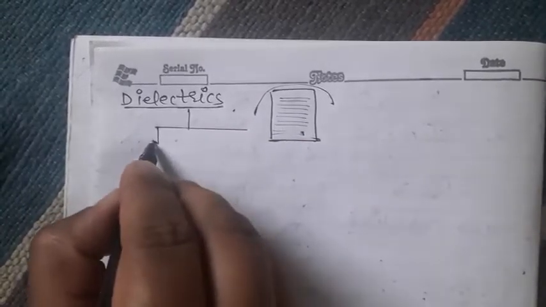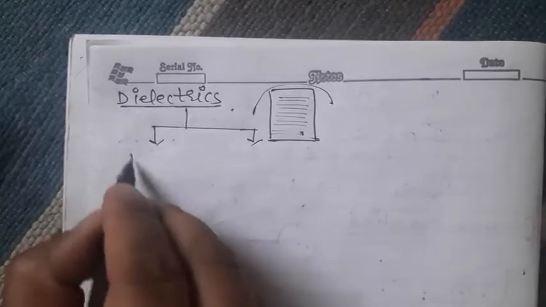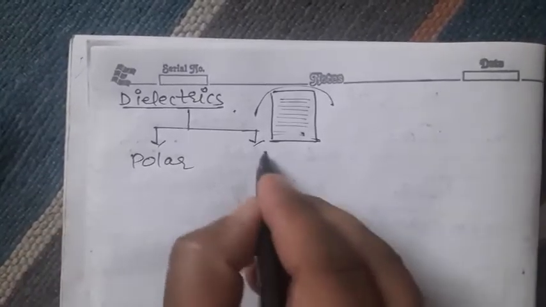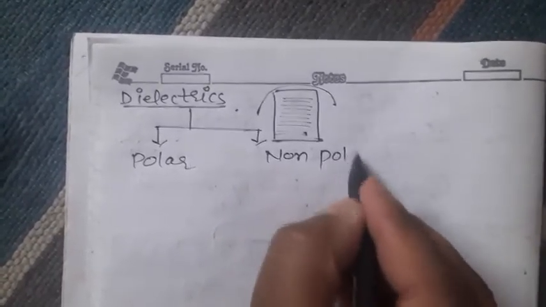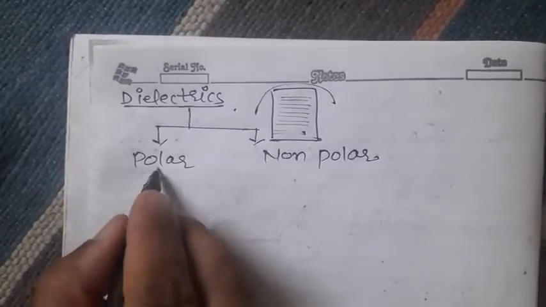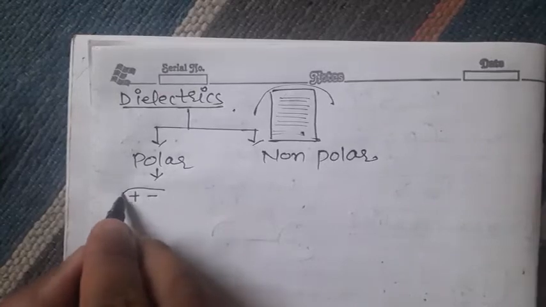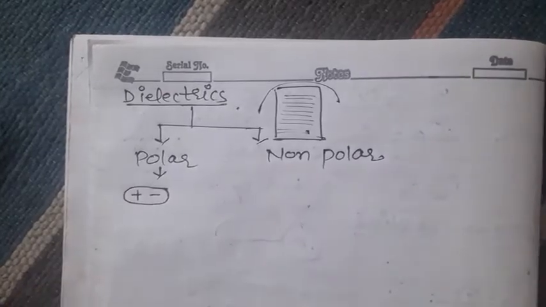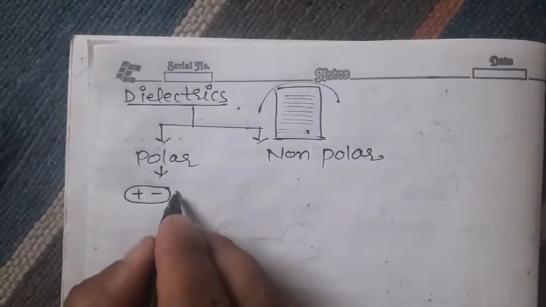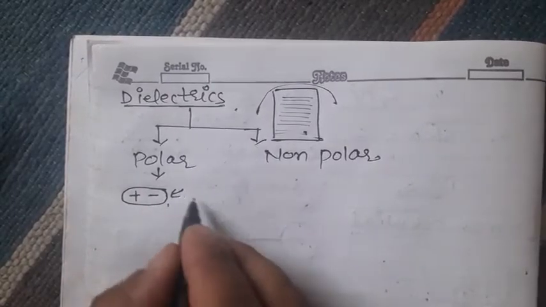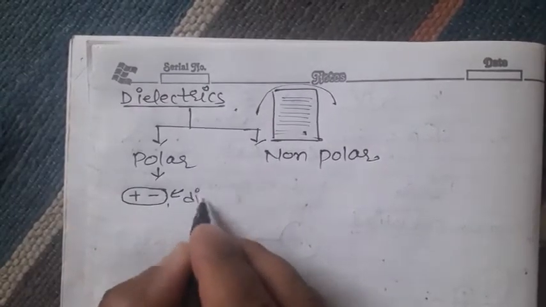Dielectric is made up of two types of molecules. One is polar molecules, another is non-polar molecules. You have studied in chemistry also. A polar molecule is one in which the center of positive charge does not coincide with the center of negative charge. It means each polar molecule behaves as a dipole, an electric dipole.